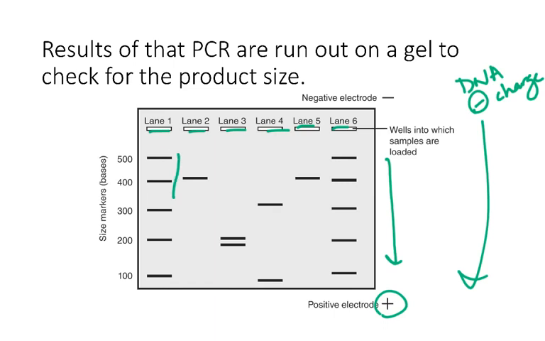Here on the left, we still have our size markers or our ladder. They're these specific lengths. So that one right there is 400 base pairs long. And then you can load your samples in these other wells and see if the band that shows up is the right length. So for lane 2, for instance, if we had designed primers to amplify a region that was 400 base pairs long, and here we're seeing on our gel that that PCR product is 400 base pairs long, then that's what we would expect.